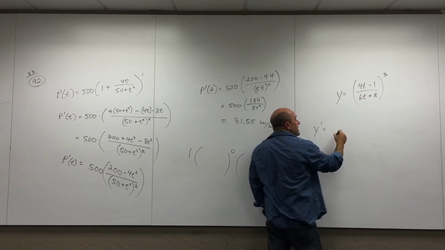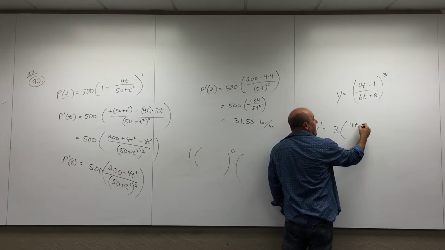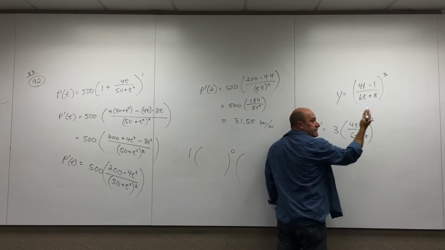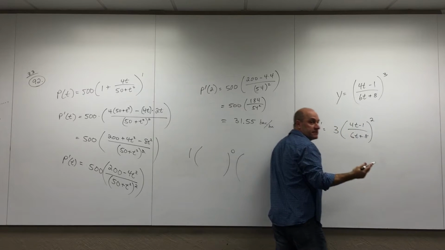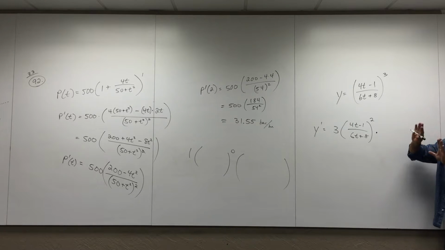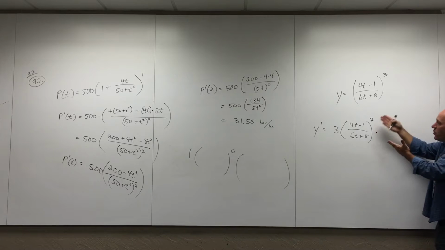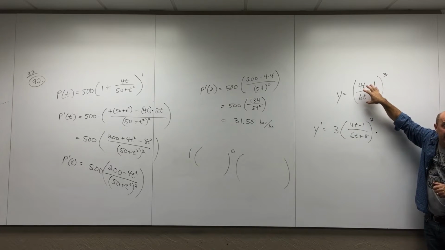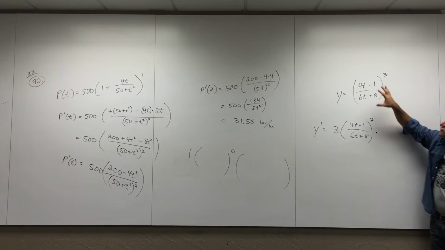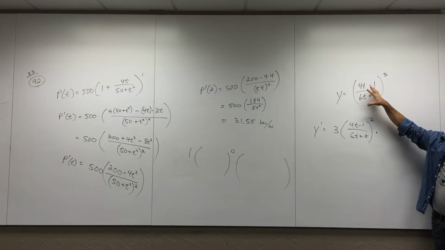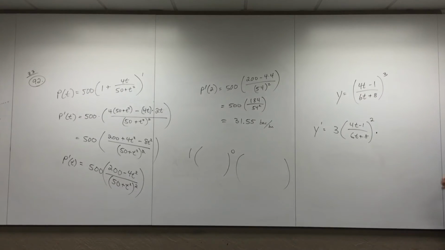You ready? I bring the 3 down, and then I've got all that to the second. That's doing a power rule. Then, out on the end, once you do the power rule, you're done. You ignore the powers. It's not squared. It's not cubed. What you're doing now is the derivative of the inside. So you ignore the cube, ignore the square. You're just doing the derivative of the inside. The derivative of the inside is a quotient rule. No doubt about it.